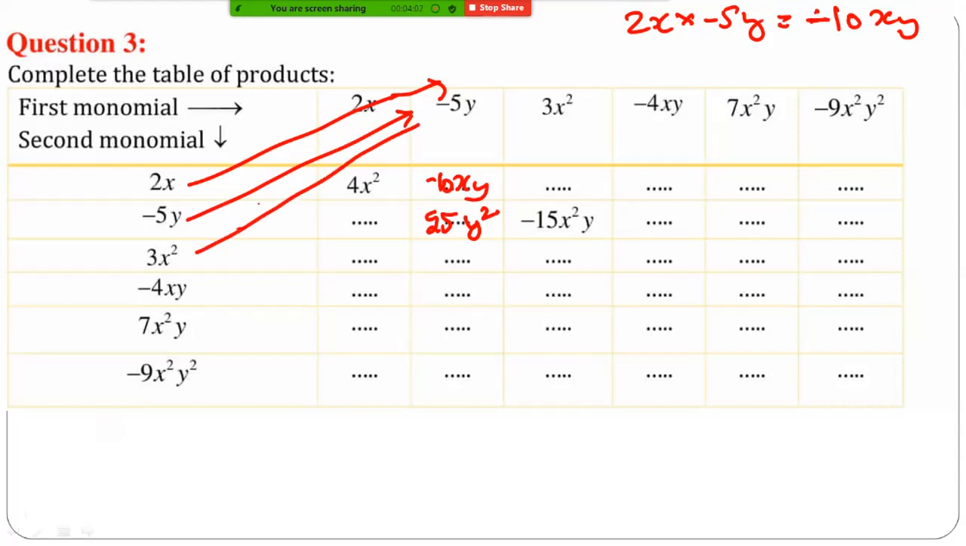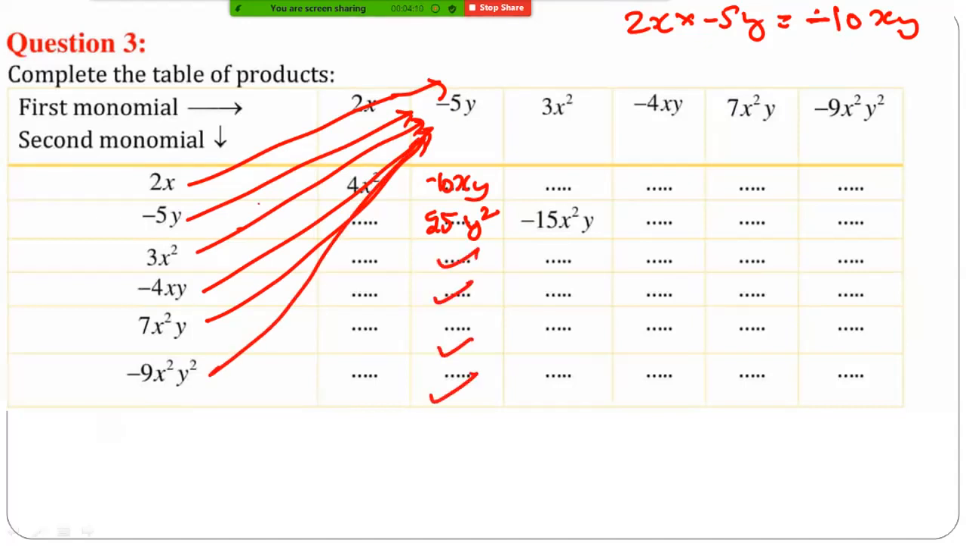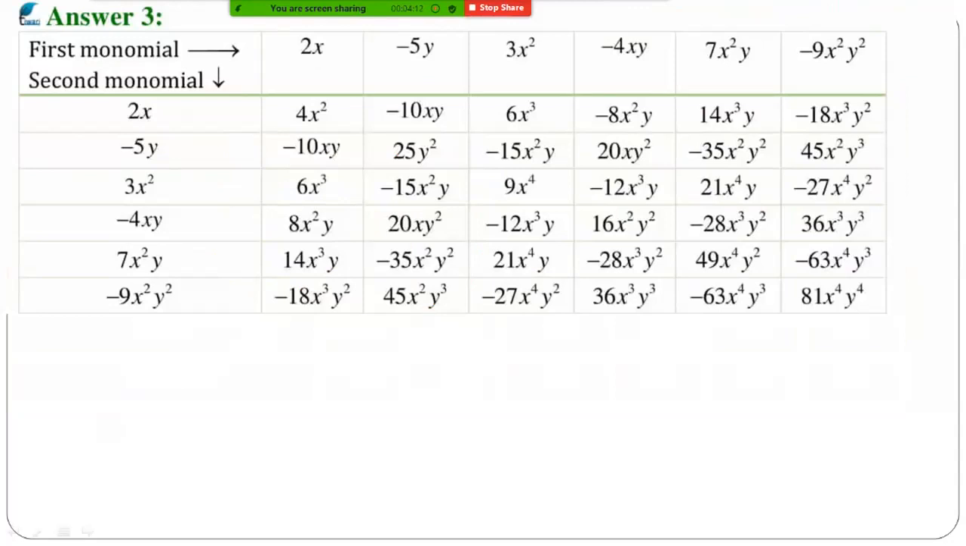In next, this is multiplied by this. Again, all the terms are multiplied by these terms and the answers will be written in these columns. So the net answers are in this table. So you can fill this table easily.